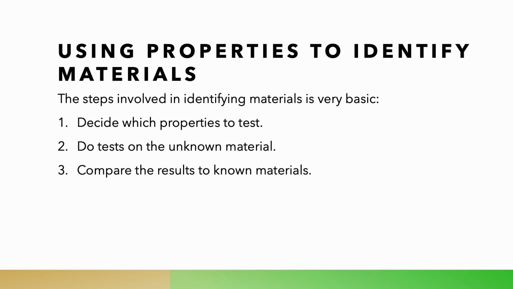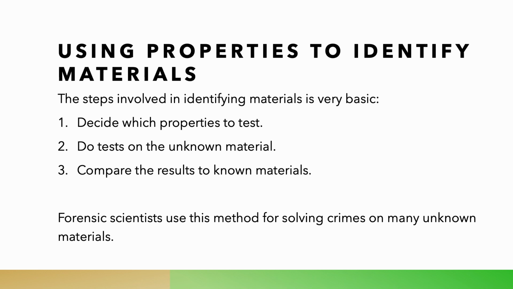Forensic scientists use this method for solving crimes on many unknown materials. The identification of a material can be a crucial step in solving a crime. A detective collects red paint chips from the scene of a hit-and-run accident. Then they ask the chemist to identify the paint used and compare it to a database to find out which of the vehicles had used that specific paint. Then the detective can use this information to narrow down a search of people that own that type of vehicle.